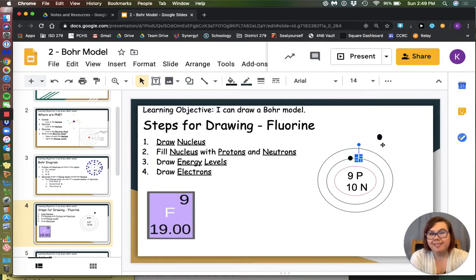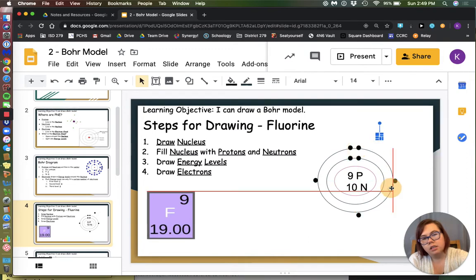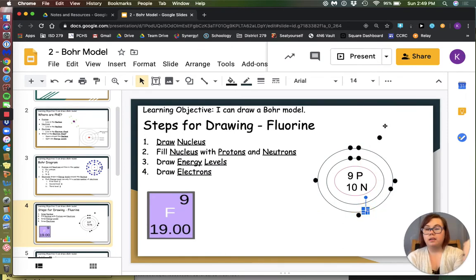So now I have 7 more electrons left to put in my next ring. And that next ring does fit 8, so I can fit all 7 in this ring. So I'm going to go ahead and start moving those electrons in. 1, 2, 3, 4, 5, 6, 7, and that was how many I was supposed to have, right?